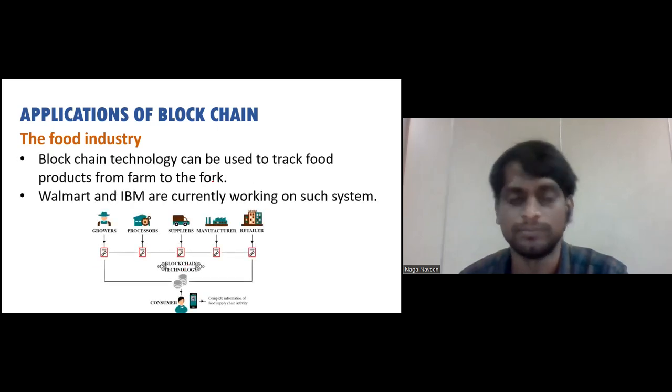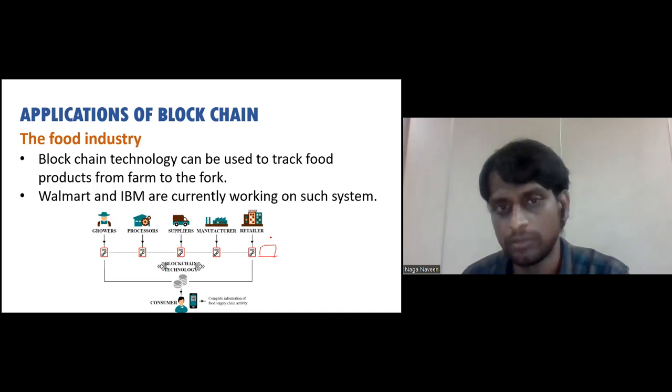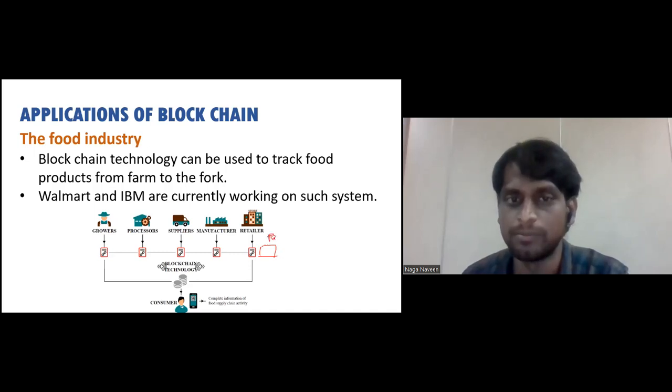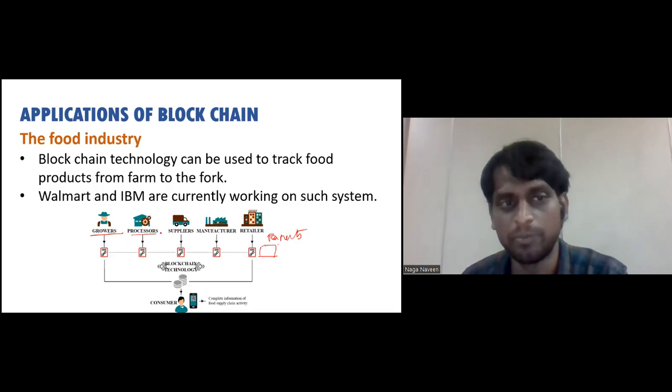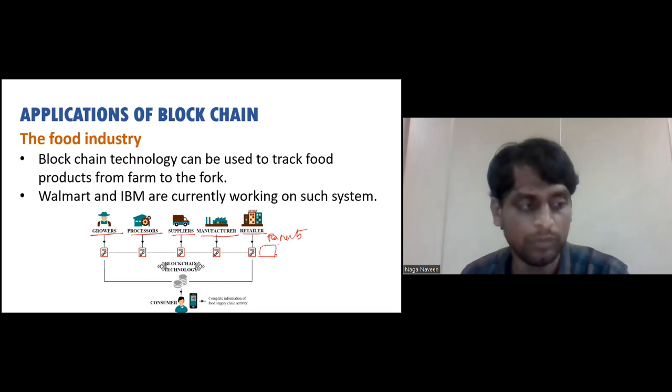The food industry. Just imagine you have bought a food product, for example a pack of roasted peanuts. When you scan the QR code present on the pack, you are able to see where the peanuts have been grown, where they have been processed, where they have been supplied from, where the pack has been manufactured, and which retailer you bought it from. If you are able to get all this information, how good it will be.